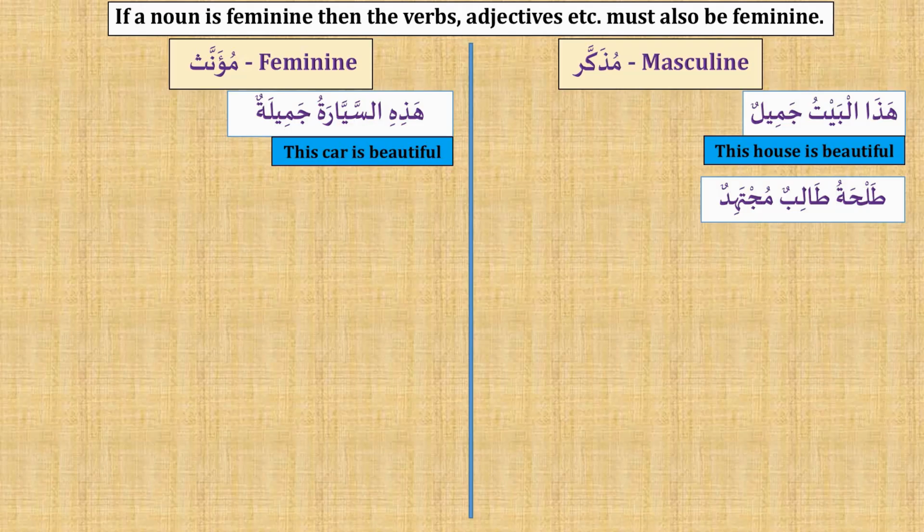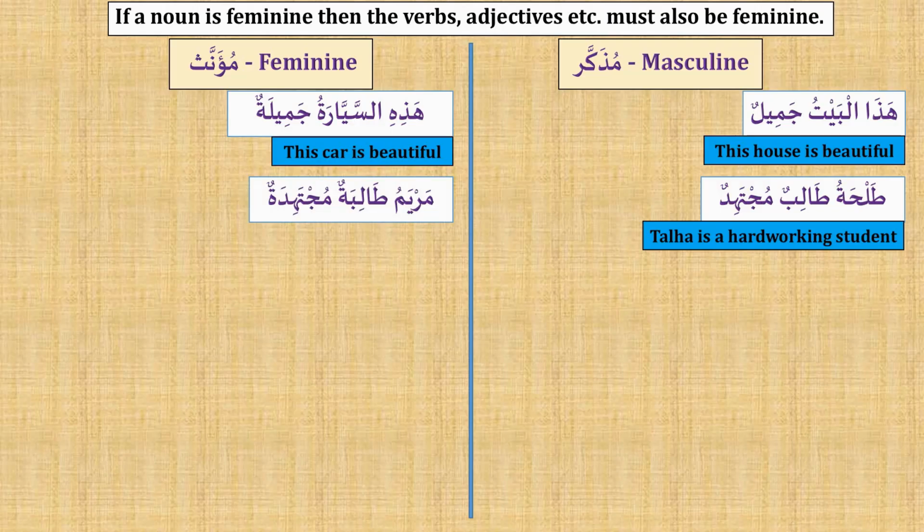Talhatu talibun mujtahidun. Talha is a hard-working student. Talha ended with ta marbuta, but it is masculine. It's a male name, not female. Talibun, a student, male student. Mujtahidun, hard-working, also masculine. All words are masculine in this sentence.